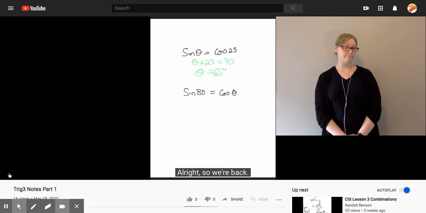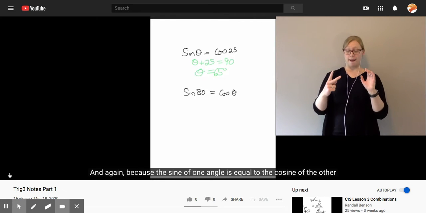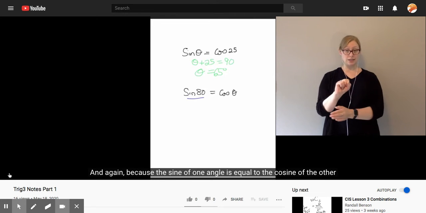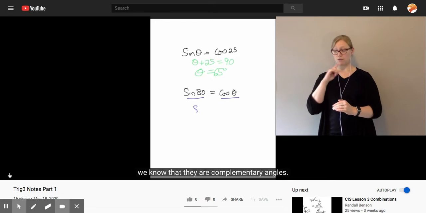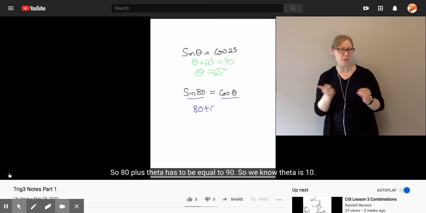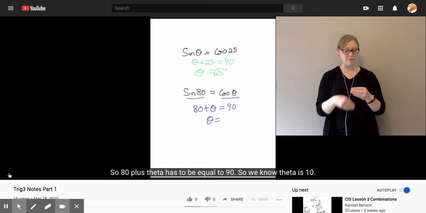All right, so we're back, and again, because the sine of one angle is equal to the cosine of the other, we know that they are complementary angles. So 80 plus theta has to be equal to 90. So we know theta is 10.